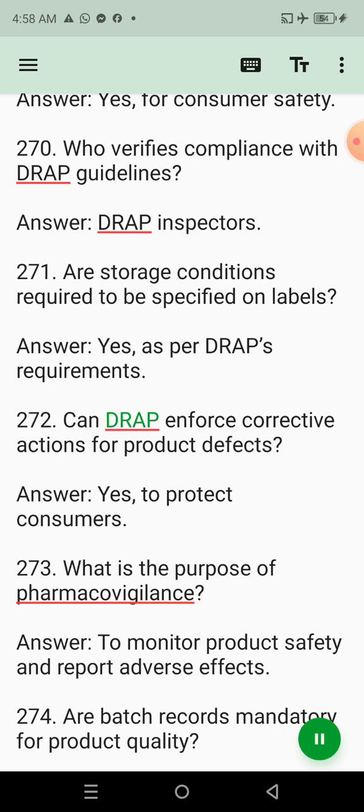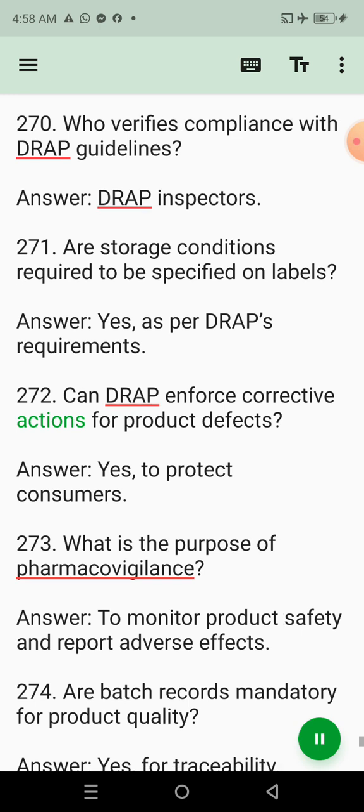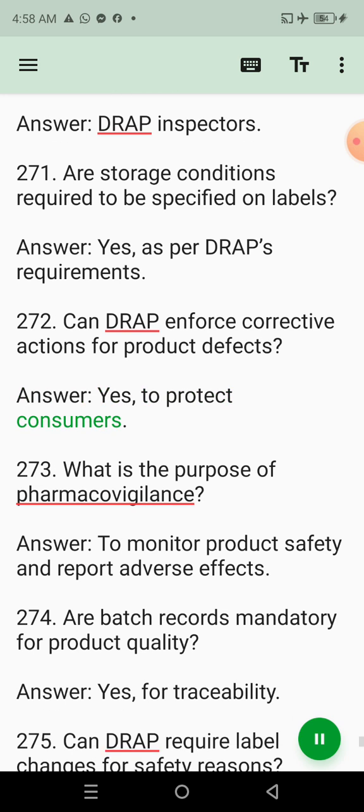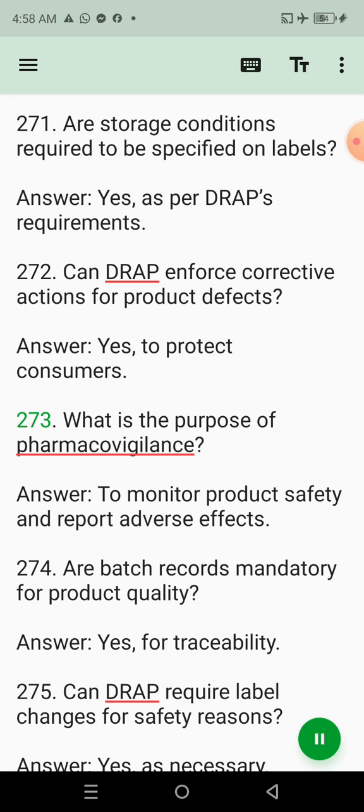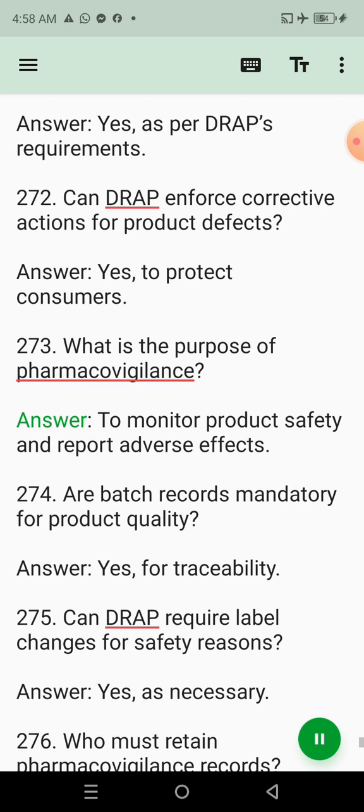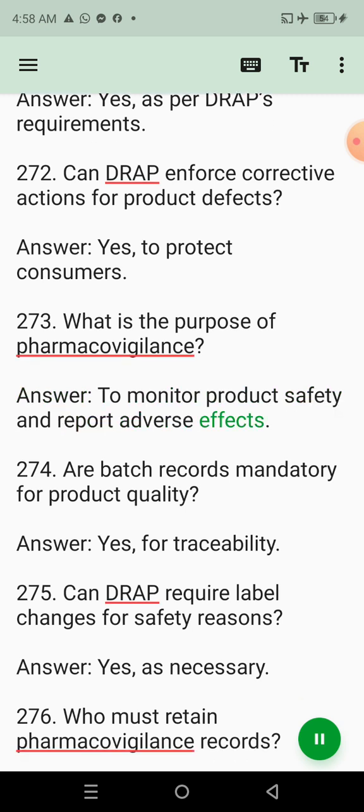272. Can DRAP enforce corrective actions for product defects? Answer: Yes, to protect consumers. 273. What is the purpose of pharmacovigilance? Answer: To monitor product safety and report adverse effects.